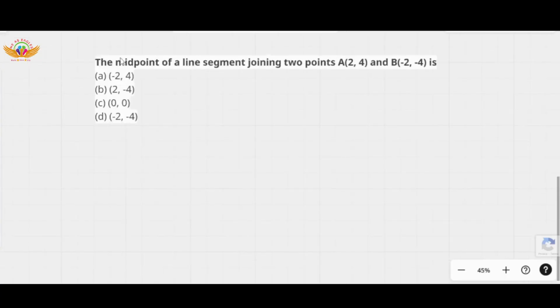This is a direct question. Midpoint of a line segment joining 2 points A and B. I know you know that the midpoint formula is x1 plus x2 by 2 comma y1 plus y2 by 2. So this is x1, y1 and this is x2, y2. Directly substitute it. So 2 minus 2 by 2 comma, what is y1? 4 minus 4 divided by 2. So this is 0, this is 0. The point is 0 comma 0 and the option is C.